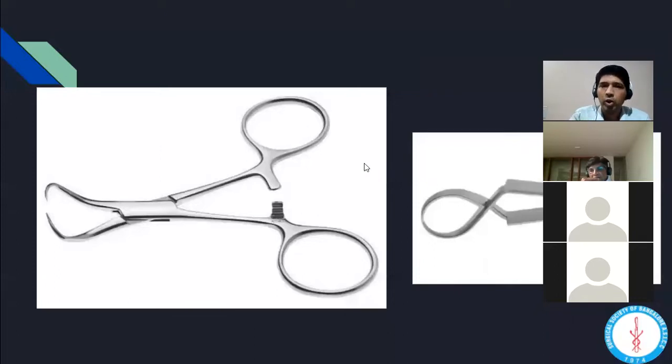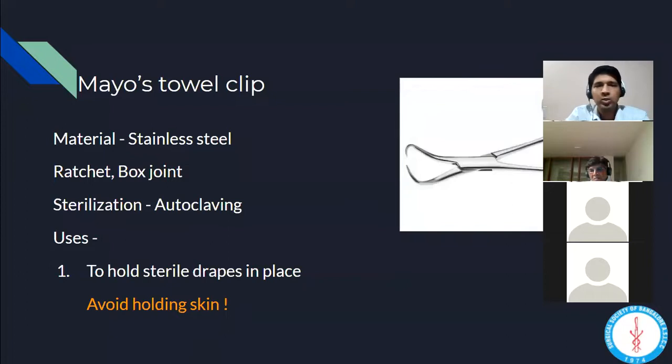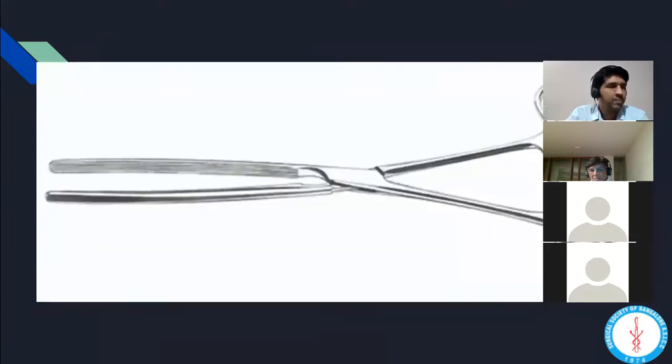The towel clip, as we all know, has 2 teeth at the tip. This is used to hold the sterile drapes in place. Make sure you don't catch the skin underneath, otherwise the patient will have puncture wounds there, which can be extremely painful. Now, the difference from a Doyen's towel clip is that it doesn't have a joint, it doesn't have a ratchet, but instead it comes with a preloaded spring action. It's a clip, exactly like your forceps. The minute you press it, it opens up, and the minute you release the pressure, it closes. So that's about the towel clips.